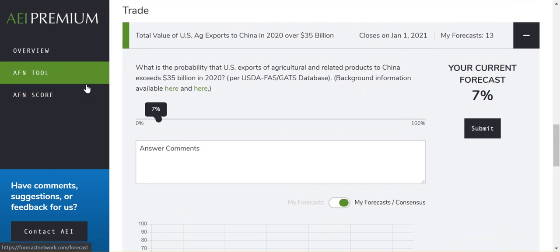So once a question gets resolved, the next level of feedback that we can provide you with is how your forecast did over the entirety of the forecast period relative to all the other users. So again, these questions are designed so the event either does happen or it doesn't happen. Every question gets resolved.